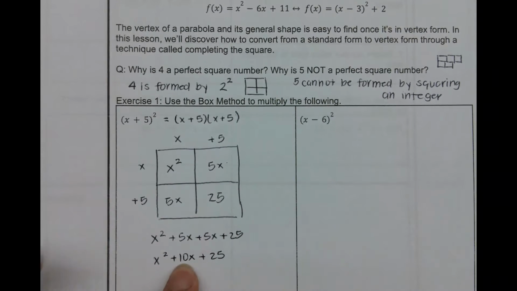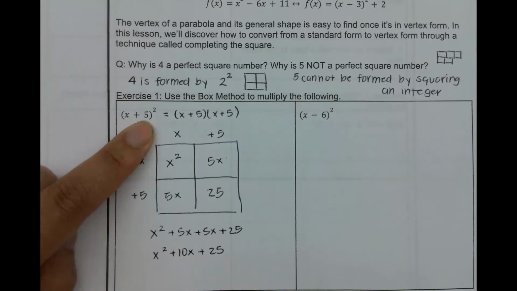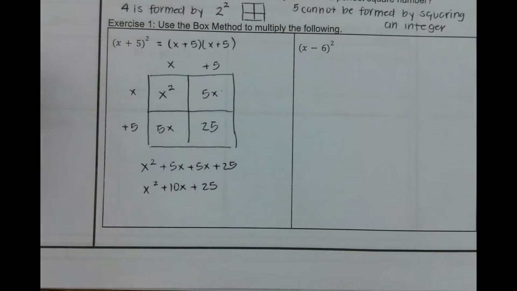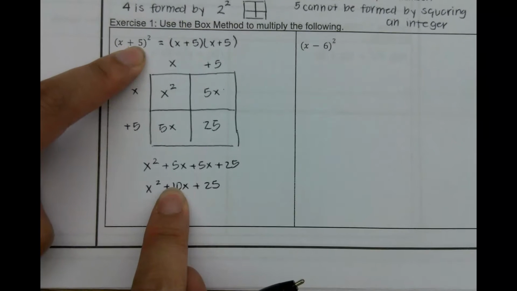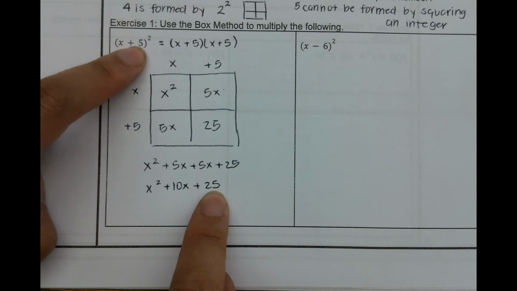Note that this 10x here is double this number, and this 25 is 5 squared.